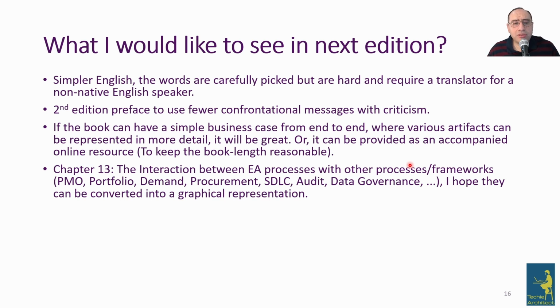In chapter 13, there was an interaction between the enterprise architecture processes and other processes and frameworks, like the PMO, portfolio, demand, procurement, SDLC, audit, data governance. There are a lot. I hope they can be converted into a graphical representation. While I was reading chapter 13, it had very lengthy but accurate information about how the EA processes interact with other processes. But it is very lengthy and text based.